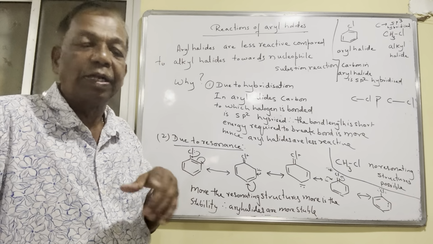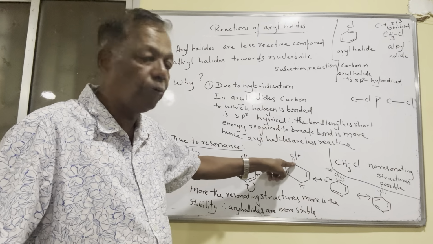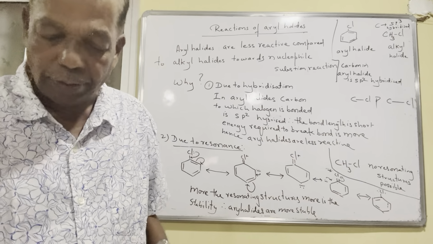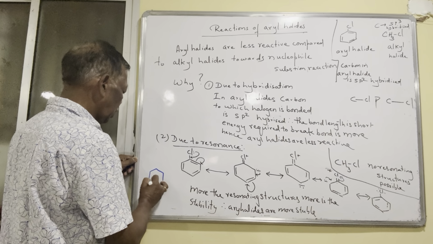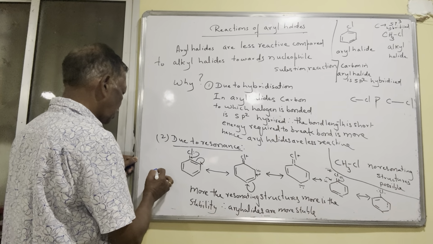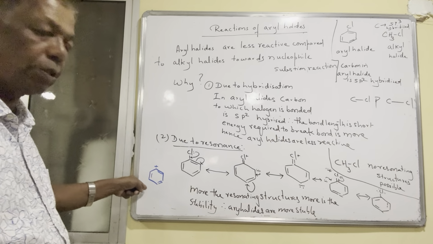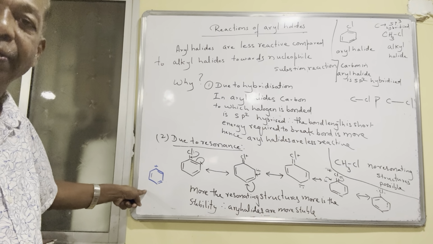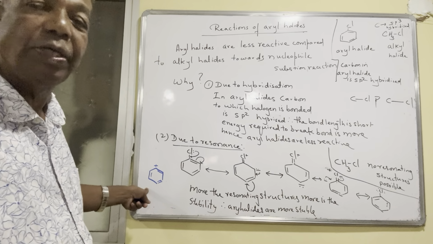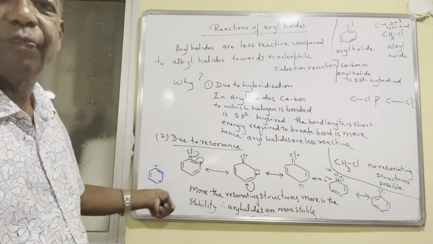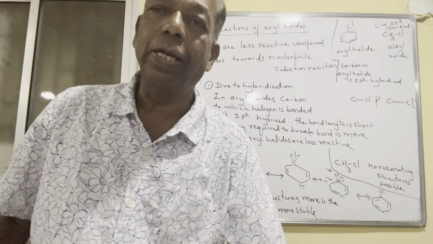Remember that what is that phenyl cation? Suppose after this chlorine is removed from here, then that full thing will carry what charge? Positive. So it will be like this. When chlorine is removed from there, then this will carry what charge here? Positive charge. And that positively charged ion is called as phenyl cation. And because that phenyl cation is found to be unstable, therefore the reactivity of aryl halides is less compared to alkyl halide.